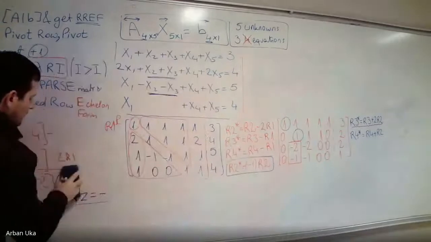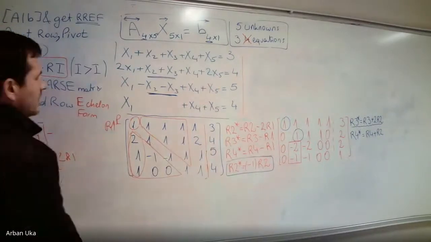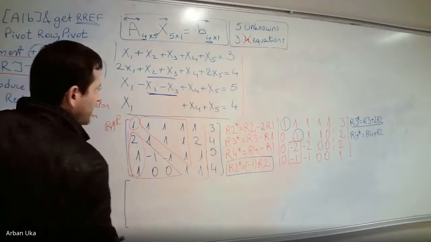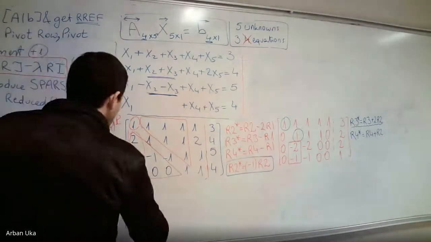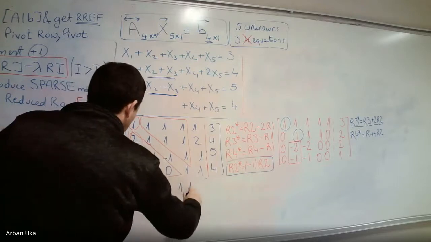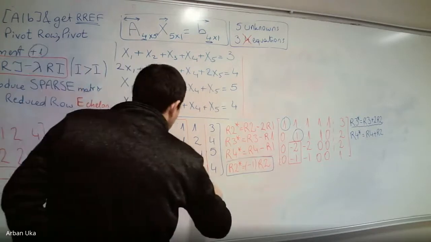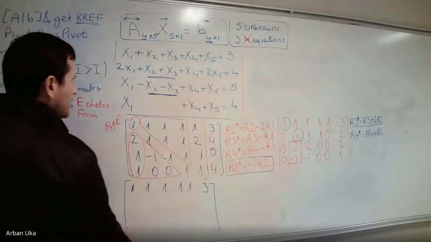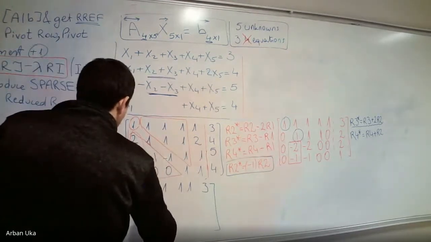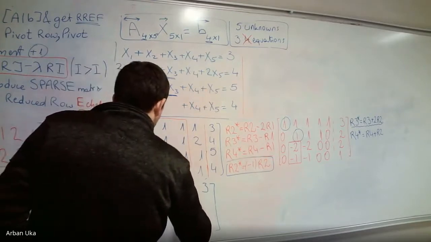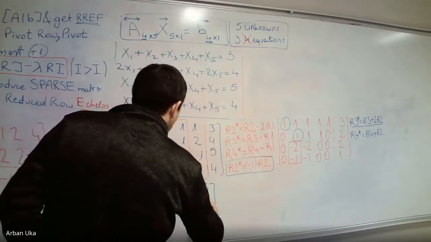So then let's move to the next step here. We write the first row without changing it. So we get 1, 1, 1, 1, 1. There is a 3 in the end. And then the second row, it doesn't change. This is 0, 1, 1, 1, 0, 2.